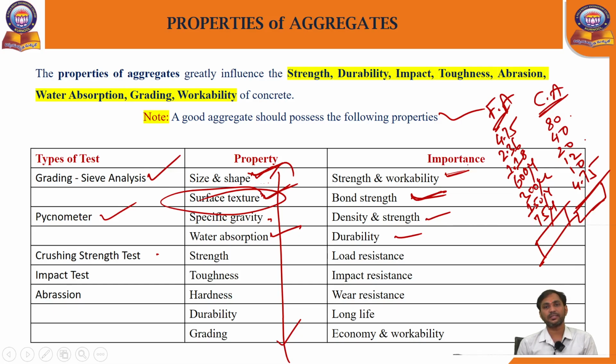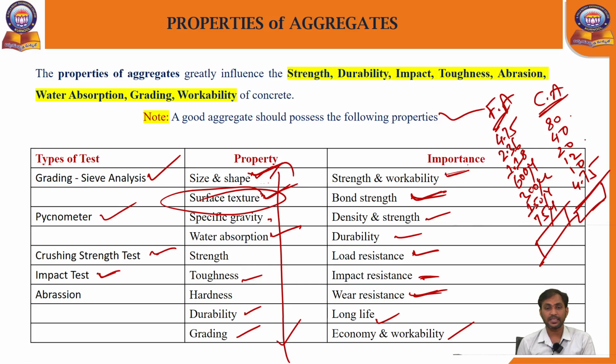Next, crushing strength. Here we conduct a strength test, nothing but the crushing strength test, which gives load resistance. Next, toughness of the aggregates: an impact test is conducted, due to the impact load on the aggregate material, to see how much toughness is provided, nothing but impact resistance. Next, abrasion, that is hardness, wear and tear resistance. Abrasion means friction developing between two different materials. Next, durability for long life, and grading for economy and good workability.